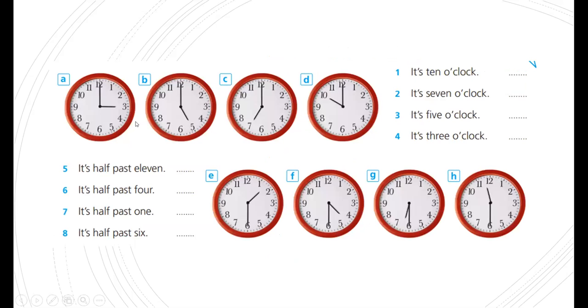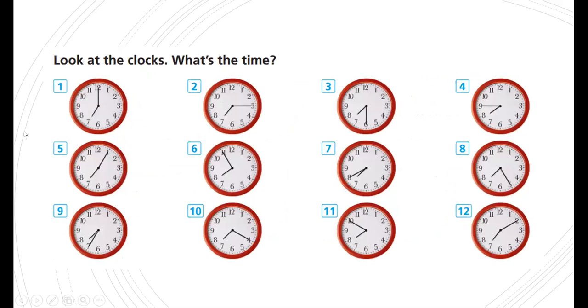That we have here. You can see that we have some clocks. Tenemos algunos relojes, ¿verdad? Y ustedes tienen que ver o escribir acá a la par de cada uno de ellos el literal. So, for example, it's 10 o'clock. ¿En cuál de todos estos tengo yo que son las 10 en punto? A, B, C, D, E, F, G, or H? Letter D. Okay. It's 7 o'clock. Letter C. Okay, excellent. Eso es lo que vamos a ir trabajando, ¿verdad?